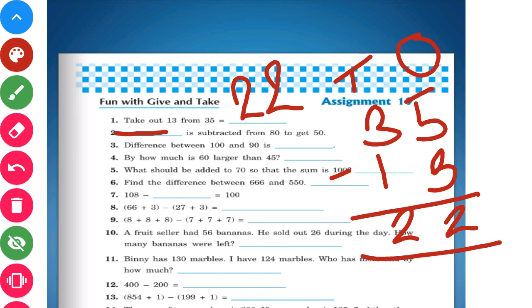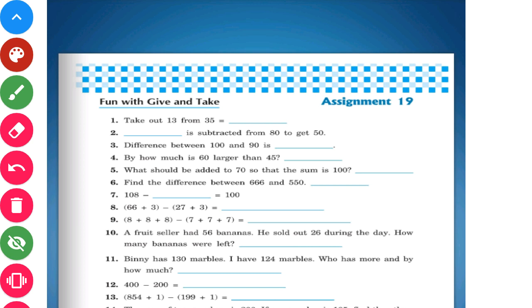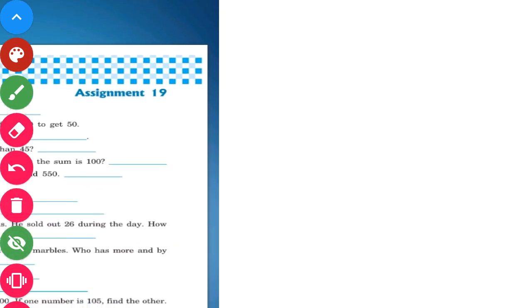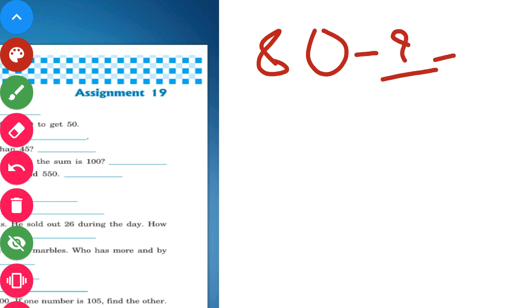Now let us move toward question number 2. Okay. Question number 2 says: dash is subtracted from 80 to get 50. So kids, tell me how much we will subtract from 80 to get 50? That means 80 minus how much will give us 50.